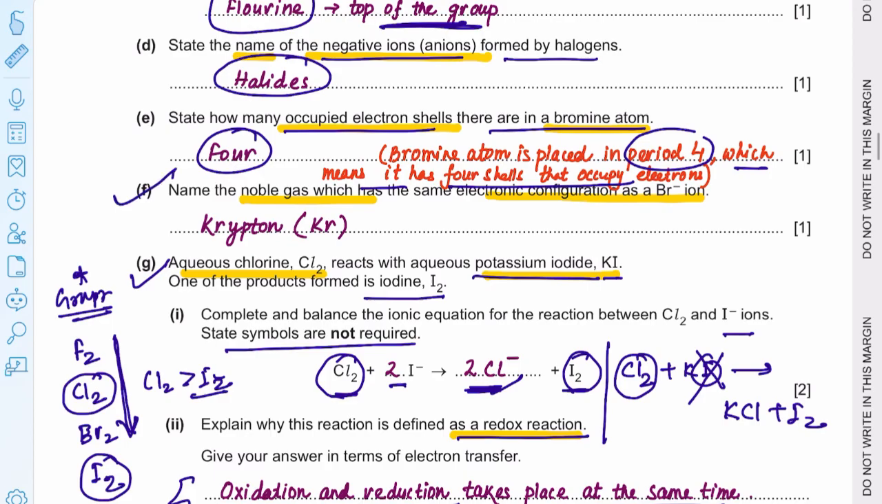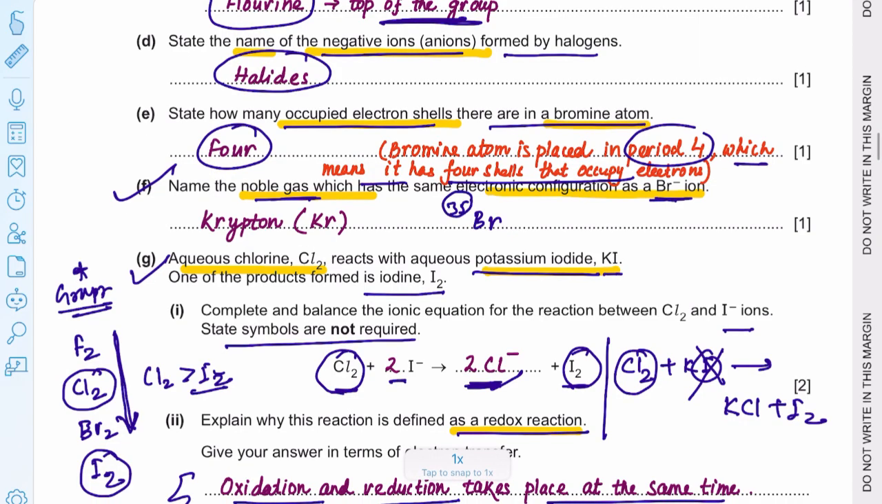I think I missed this question. Name the noble gas which has the same electronic configuration as the bromide ion. Very simple. All of us know that bromine has 35 protons, and the number of protons equals the number of electrons. So bromine has 35 electrons.